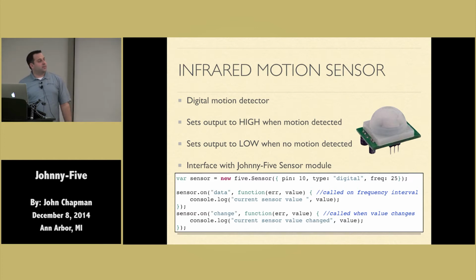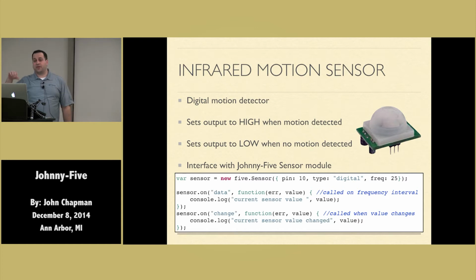Now the way that we interact with that via Johnny-Five is there's the sensor module. So inside the sensor, what we're going to say is create a new sensor. It's connected to pin 10. The type will be digital, and I want to poll it on a 25 millisecond frequency. All right. So digital means I only have two values, yes or no.